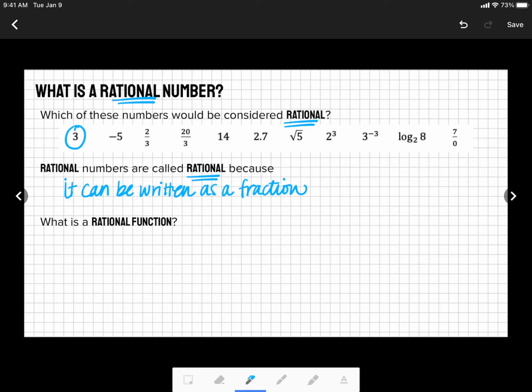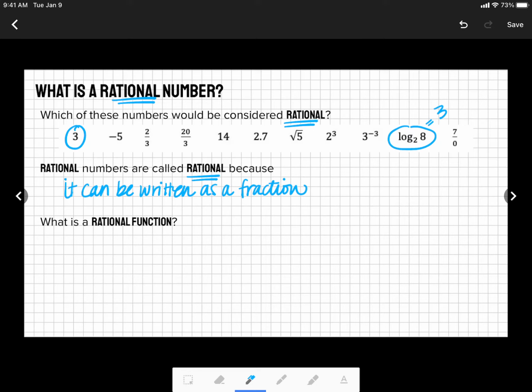Give me another one, guys. Log base 2 of 8 is also rational. Do you guys know what that's equal to? That's equal to a whole number. What whole number? 3. Yep, 2 to the third power is 8. Okay, give me another rational number.